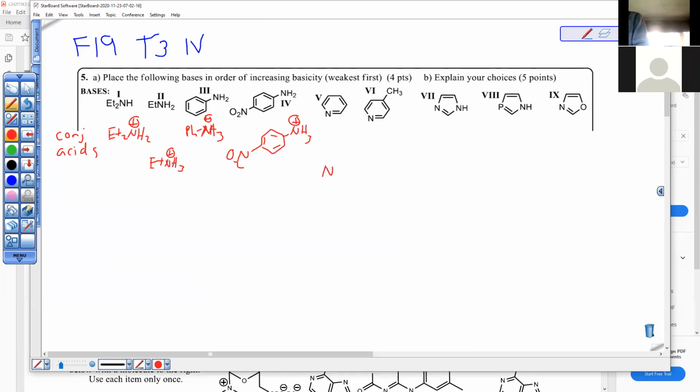And we have 2 pyridine species. Pyridine's like an intermediate base. Not quite as good as imidazole, but better than aniline. Anilines, pyridines, imidazole. Oh, this one's called an oxazole. We'll talk about that when we get over there.